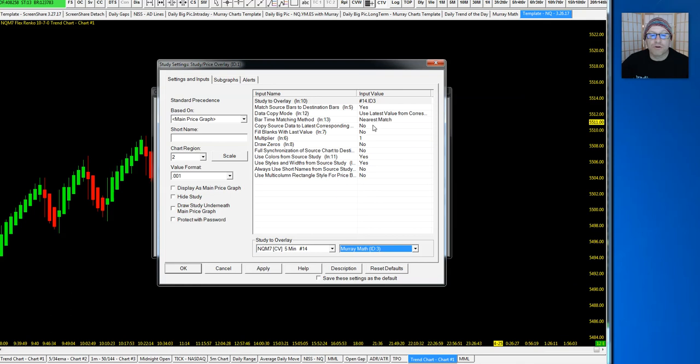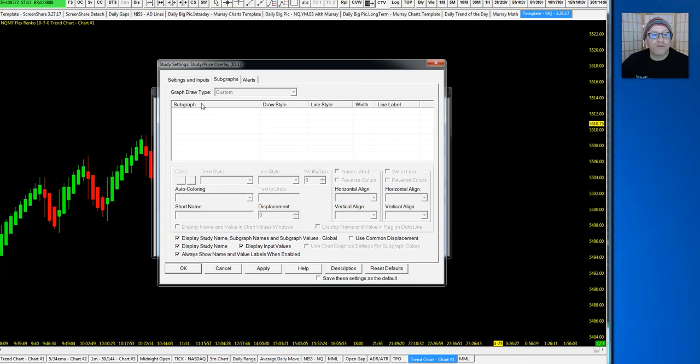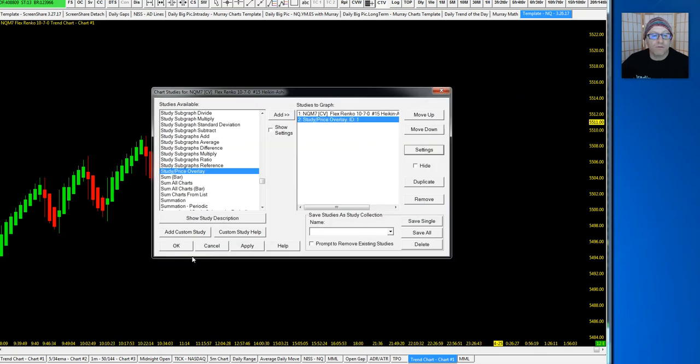Rolling down, we want to make sure that fill blanks with last value, we want to make sure we click yes. And we want to use any short names from the study, all those reversal and other names that are applied to the lines. We want to make sure they're there. Also, we want to make sure that chart region is number 1, so we apply that to the top of the chart. And nothing to change in subgraphs as this is coming from the other study. Remember, if you don't want the numbers up above, go ahead and uncheck the display. All right, there's your OK.